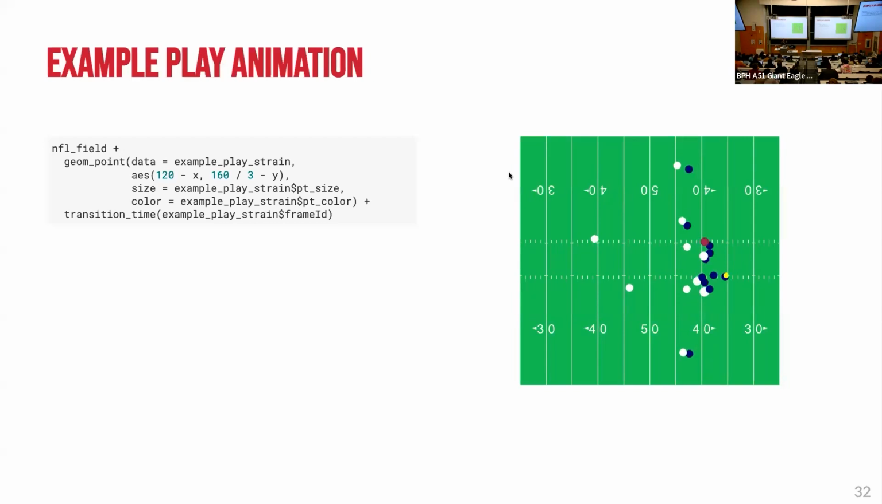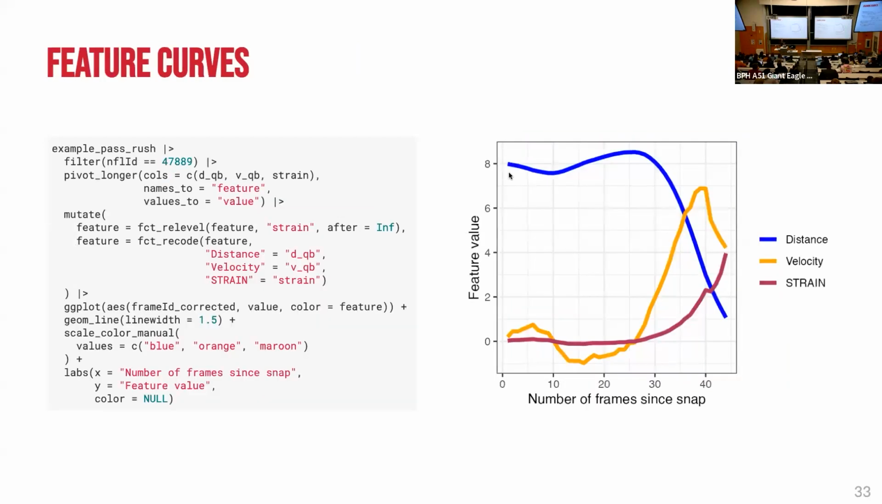So that's the first data viz that we just made. Now in terms of the second data viz, again, the goal here is to plot the feature values for Max Crosby throughout the play: the distance between him and the quarterback, the velocity as he's moving towards the quarterback, and his strain value throughout the play.